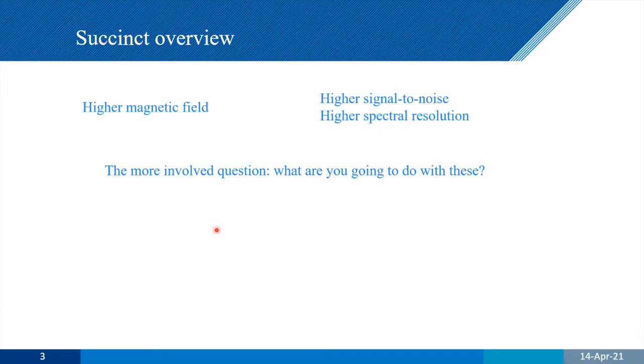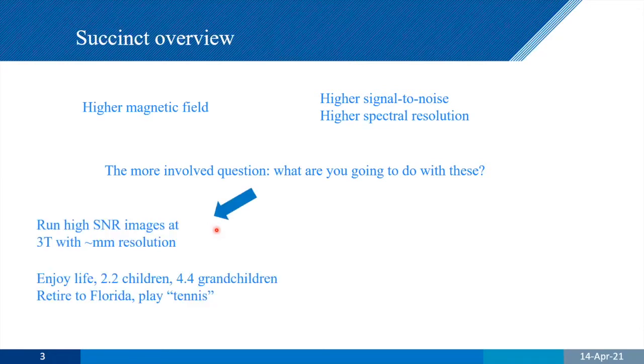I think, as in life, you have 2 choices. You can spend your career running high signal to noise images at 3T, getting beautiful images every time, enjoy life, have a standard family, go to Florida, play what 65-year-olds in Florida call tennis.